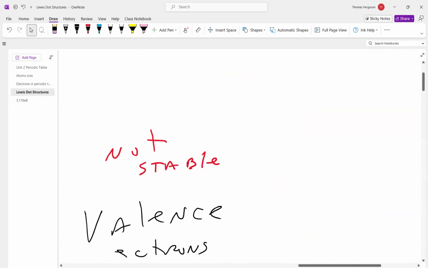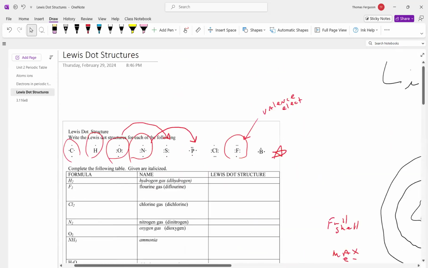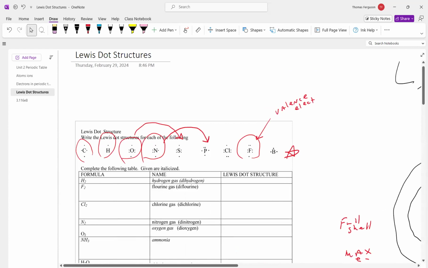Now, if we go back up here, you'll notice nitrogen has got 1 pair, 3 singletons. How many bonds do you think nitrogen can have? 3. 3 singletons, 3 bonds. Oxygen's got 2 singletons, 2 bonds. Look at carbon. How many singletons does carbon have? 4. So guess how many bonds carbon can achieve? 4 bonds, 1 per singleton.